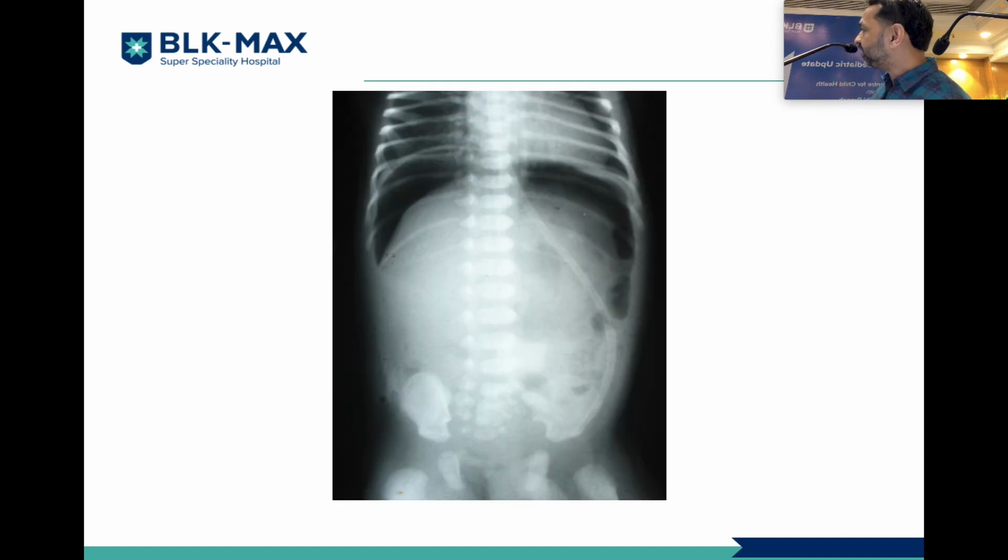This child presented with a pneumoperitoneum, and we never suspected that there could be a stomach perforation, but retrospectively we saw that the position of the nasogastric tube was going into the pelvis. So the tube has perforated the stomach and gone down till the pelvis. So this was a stomach perforation caused by the nasogastric tube.